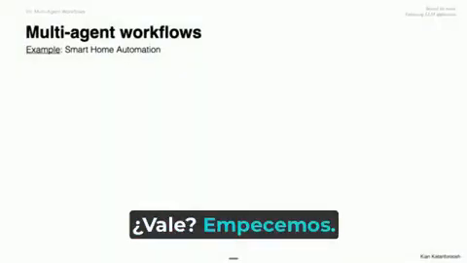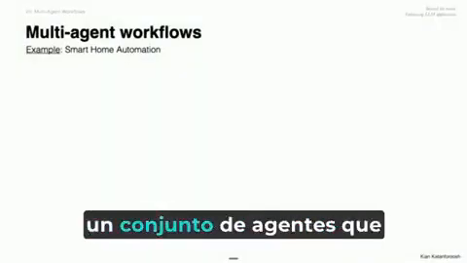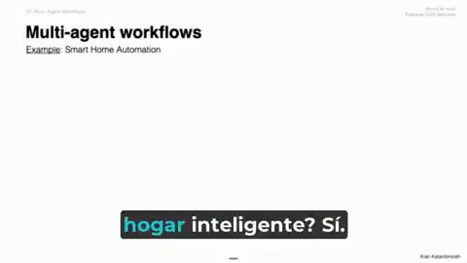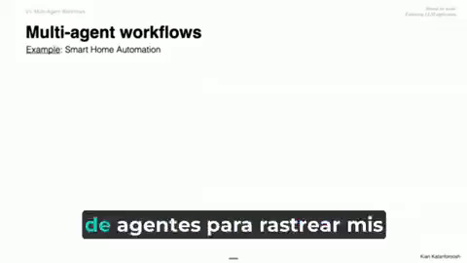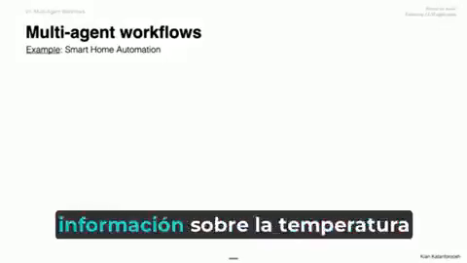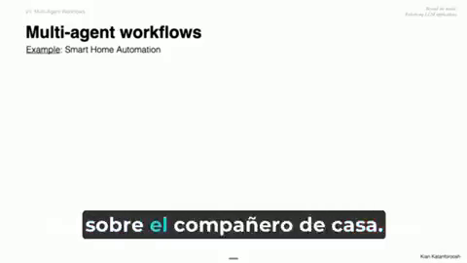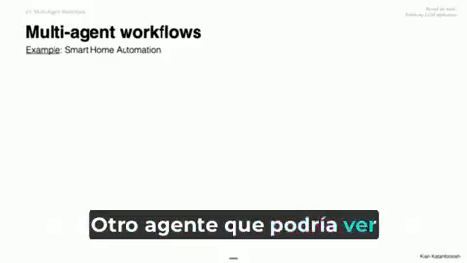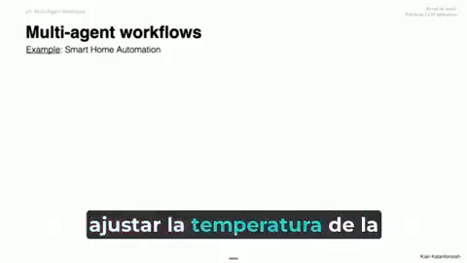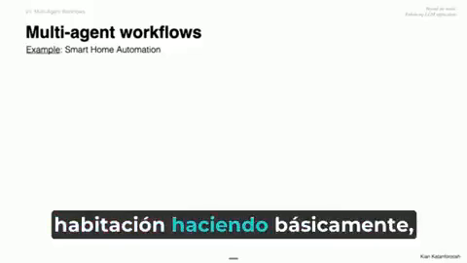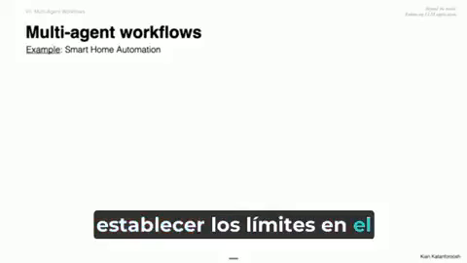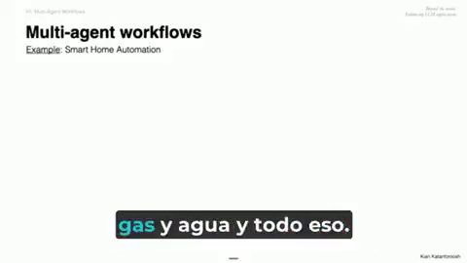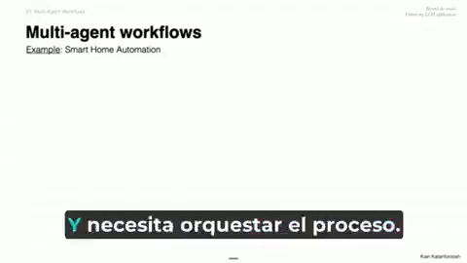Okay, let's get started. Who wants to give me a set of agents that you would want for your smart home? Yes. So, the first is a set of agents that track my movements and track information about my house. Another agent would receive the information and adjust the temperature day to day. And another agent would track all of the limits on the usage of, for example, gas, and we orchestrate the whole process.